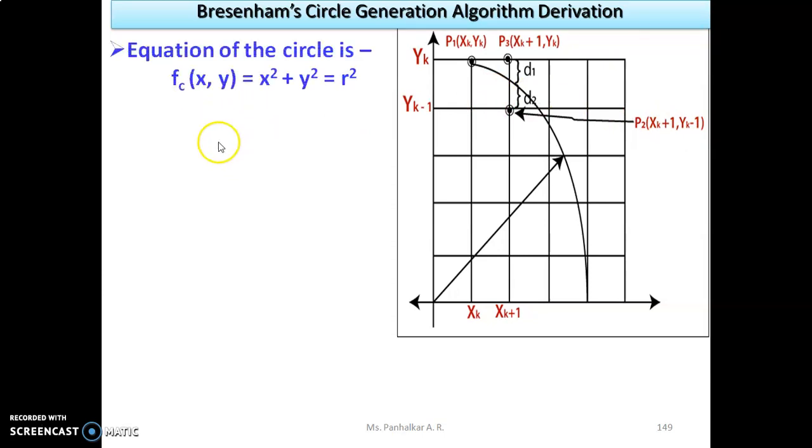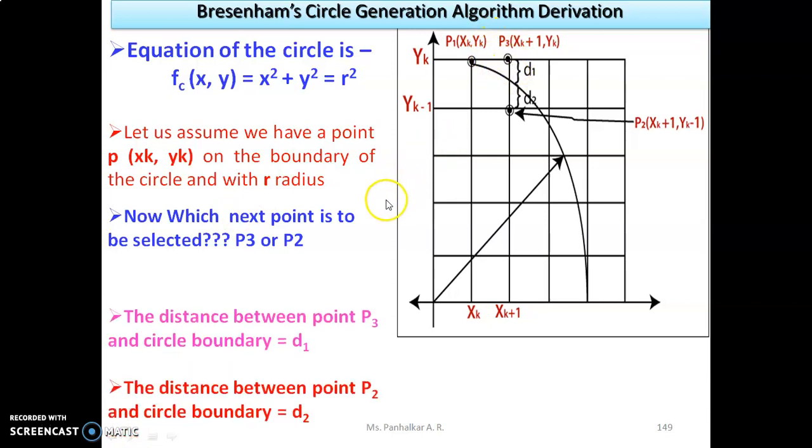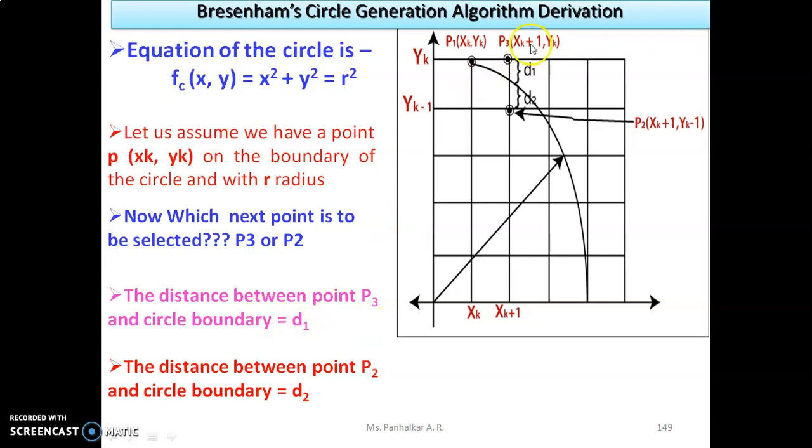For that purpose, we consider the equation of a circle with x and y coordinates, which is represented by x square plus y square equal to r square. Now let us assume we have the point P1 as xk, yk on the boundary of the circle. Now we have to decide which point to select, P3 or P2. The distance between the point P3 and the circle boundary is D1 and for P2 it is D2.